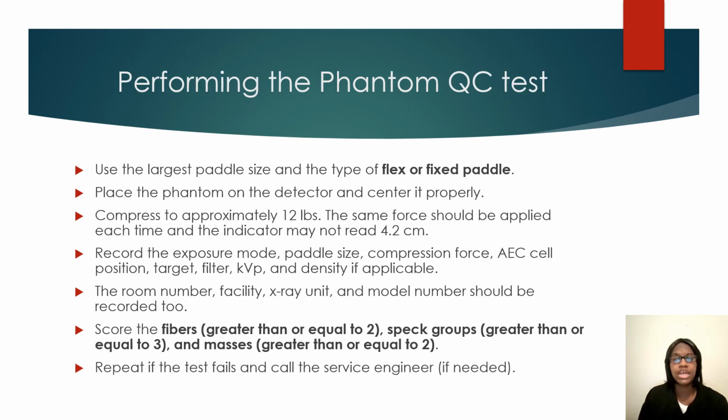Now, to perform the phantom test, you want to use the largest paddle size and the type of flex or fixed paddle. Place the phantom on the detector and center it properly. Compress it to approximately 12 pounds. The same force should be applied each time, and the indicator may not read 4.2 centimeters. Record the exposure mode, paddle size, the compression force, AEC cell position, target, filter, kVp, and density, if applicable. The room number, facility, X-ray unit, and model number should be recorded.